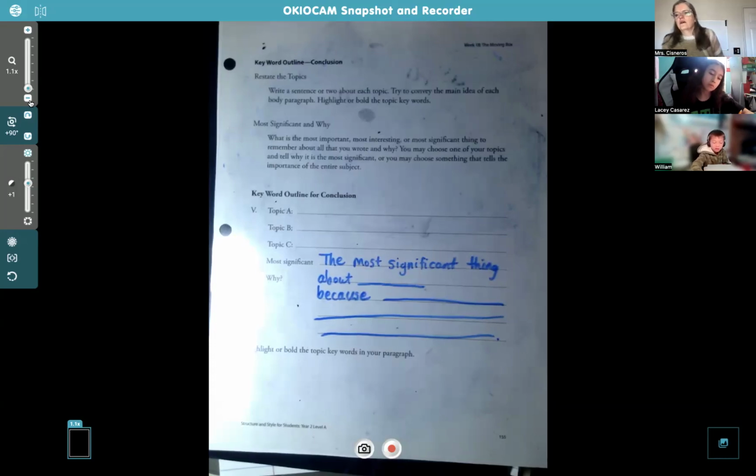The most significant thing about the minions is the quest to steal the bananas, because minions need to have an excellent plan for something to work. I like it. That is excellent. I really like that. That's a good one.